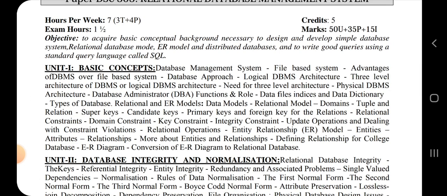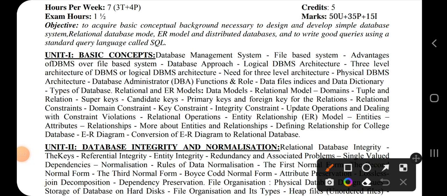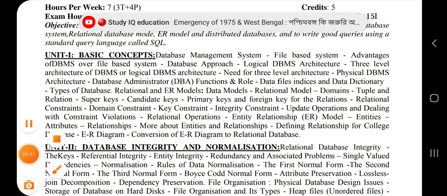In our first unit we could expect the following long questions. The first and foremost long question that I expect from the first unit is logical DBMS architecture. Logical DBMS architecture, very important. This is the three-level architecture of DBMS, where we have three levels: external level, internal level and conceptual level, that you need to explain.